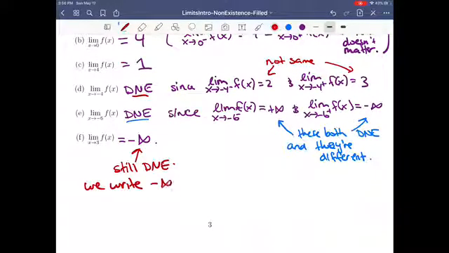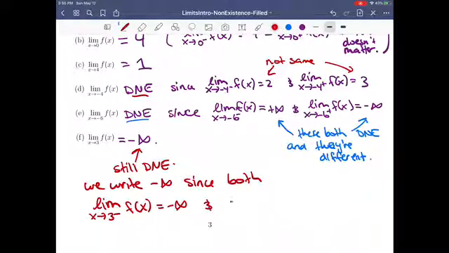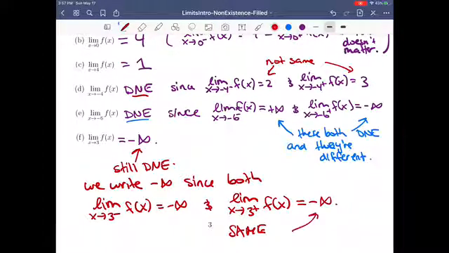We write negative infinity since both the limit as we approach 3 from the left approaches negative infinity, and the limit as x goes to 3 from the right also approaches negative infinity. Okay, so because they're the same infinity, that's why we're writing that this one is negative infinity. But remember, it still doesn't exist. So this is still a DNE case.